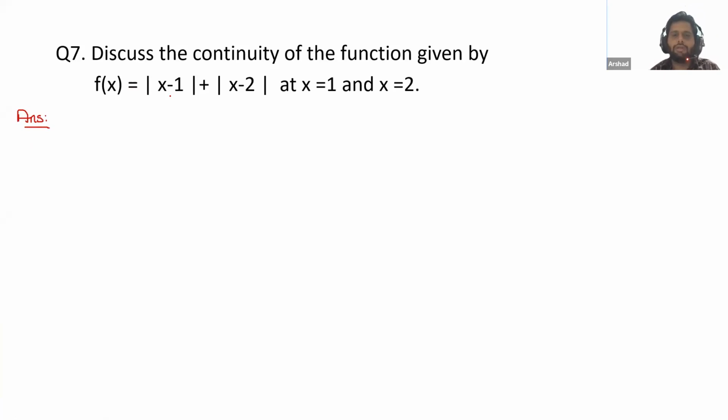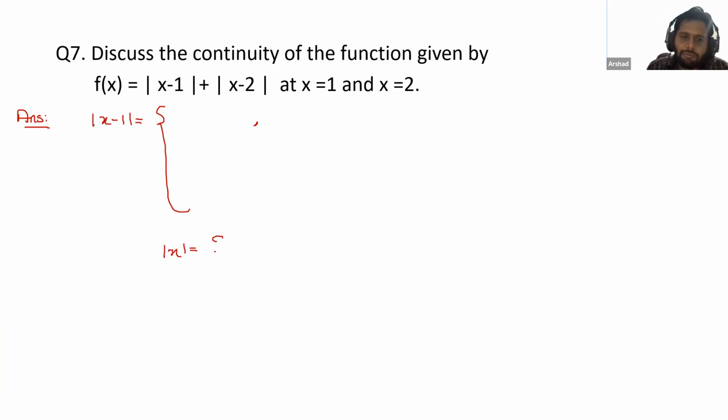Okay, we need to check the continuity at x equal to 1 and x equal to 2. First of all, we will define this modulus, mod x minus 1. Anyone can tell me how we can define this modulus? x minus 1 if x is greater than or equal to 0, and 1 minus x if x is less than 0.